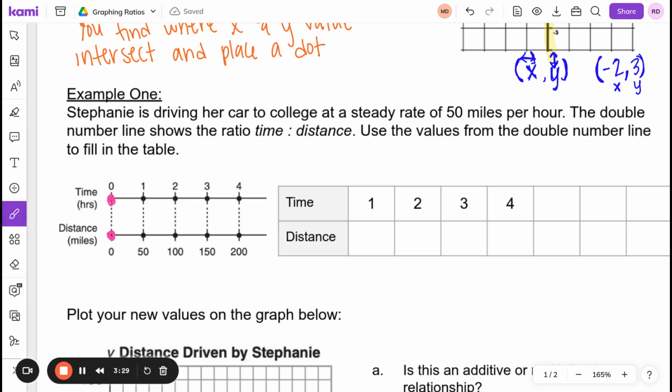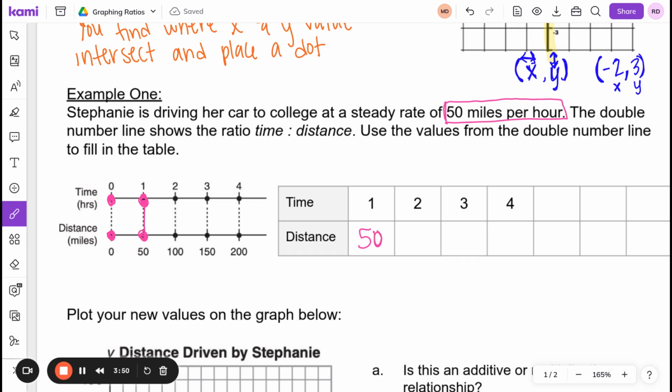Okay, if Stephanie hasn't traveled, does it make sense that she's driven 0 miles? Yes, it does. The next point they give us is 1 hour, she can go 50 miles. They even told that to us here in this word problem. It says 50 miles per hour. So that's the first missing number in our table.